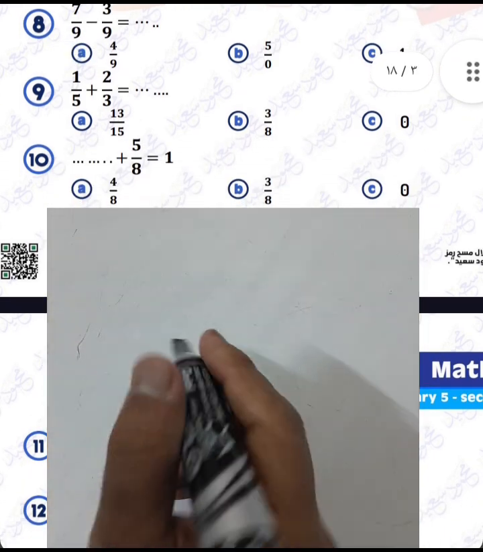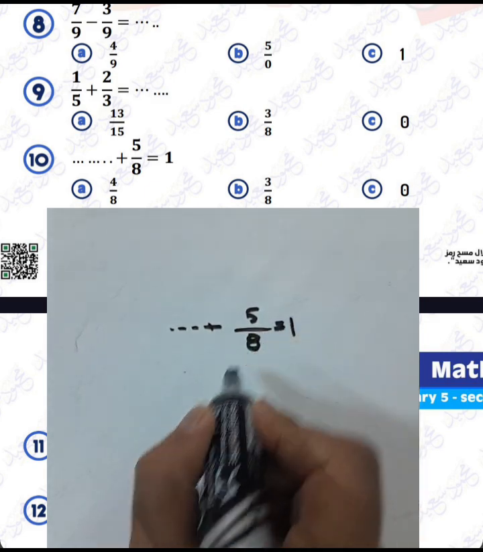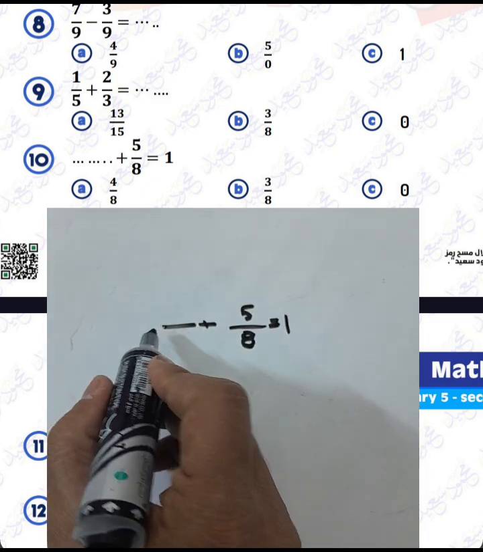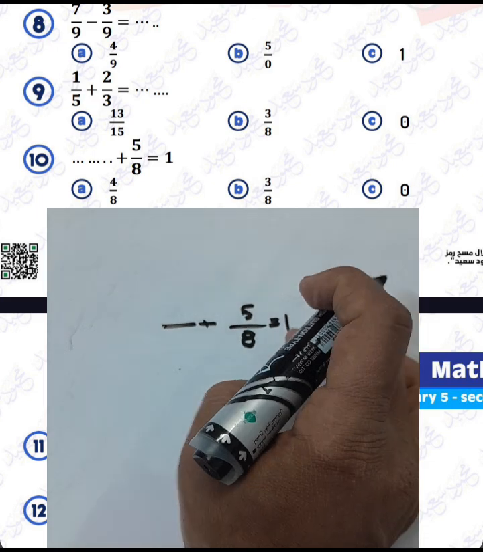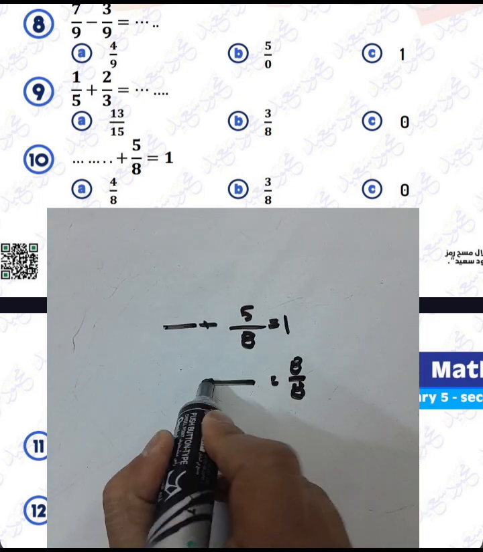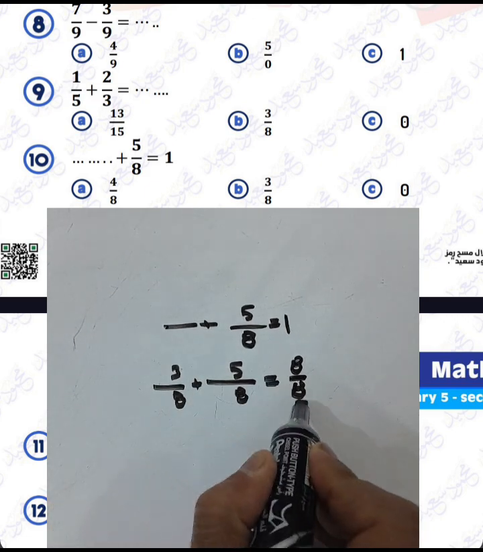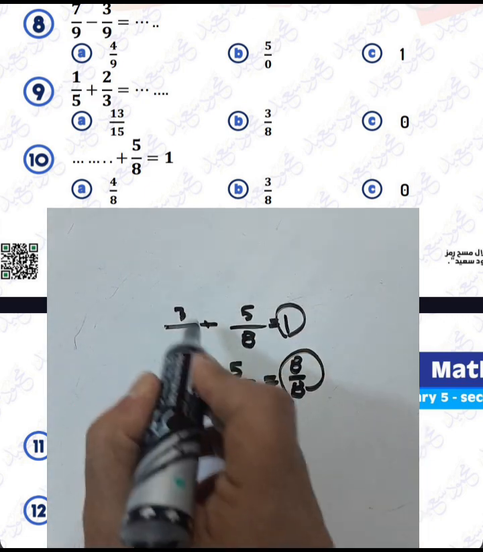Next example, blank plus 5 over 8 equals 1. We can find this number by finding the difference between 1 and 5 over 8. We know 1 equals 8 over 8. Then 5 over 8 plus 3 over 8 equals 8 over 8. It will be 1. Then we must write here 3 over 8.